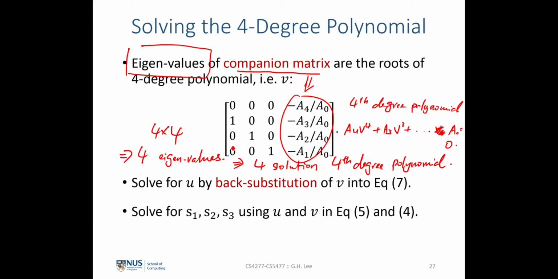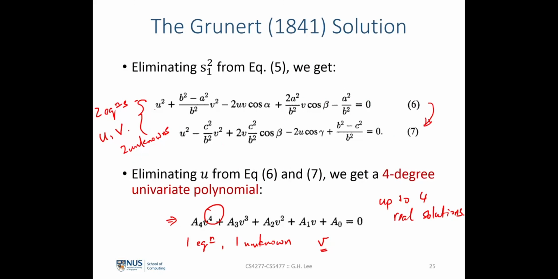And once we get these 4 solutions, we'll retain the real solutions and then substitute these solutions for v back into equation 7 here. Since we know v already, there's only one unknown, which is u. We can substitute every one of the roots of v back into this equation to solve for u. We'll get a set of 4 solutions for the pairs of u and v here.